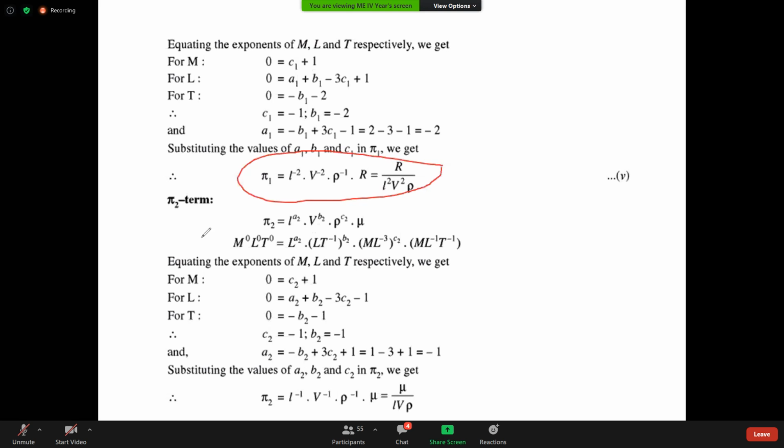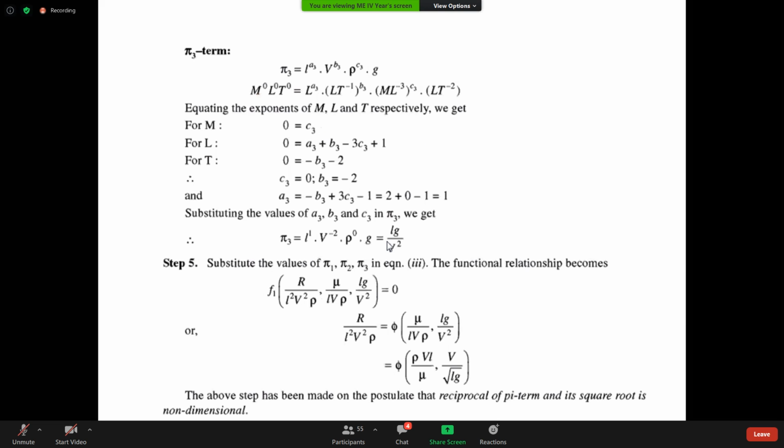Similarly, in the same procedure, you have to find out the phi 2. Right? The constants you will get as A2, B2, C2 like that. So again, you have to get the phi 2 value. In the same way, you have to go for the phi 3. Again, you have to find out the phi 3 value at the final.